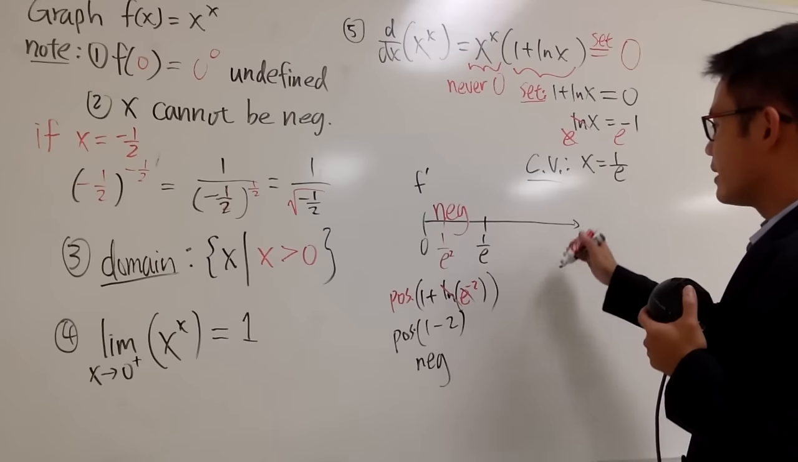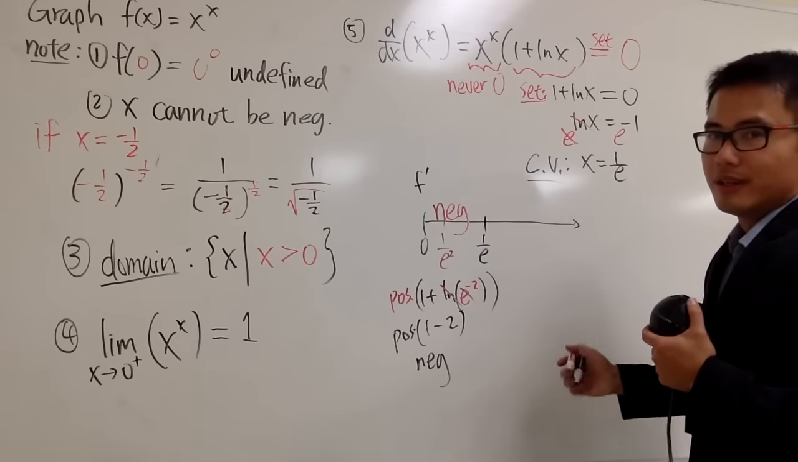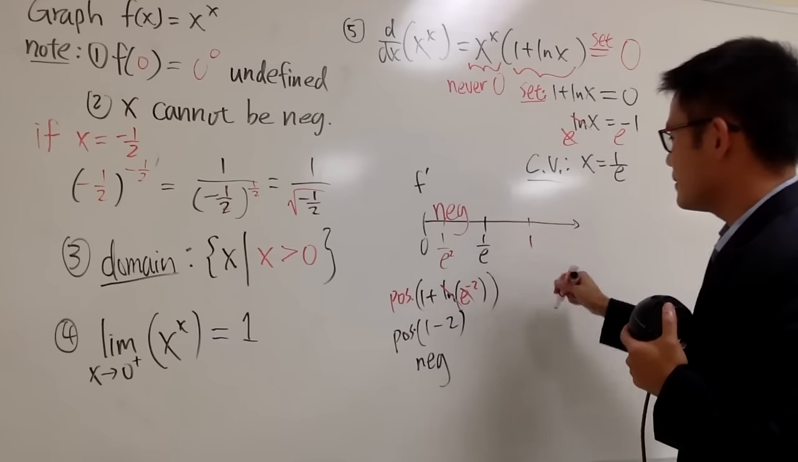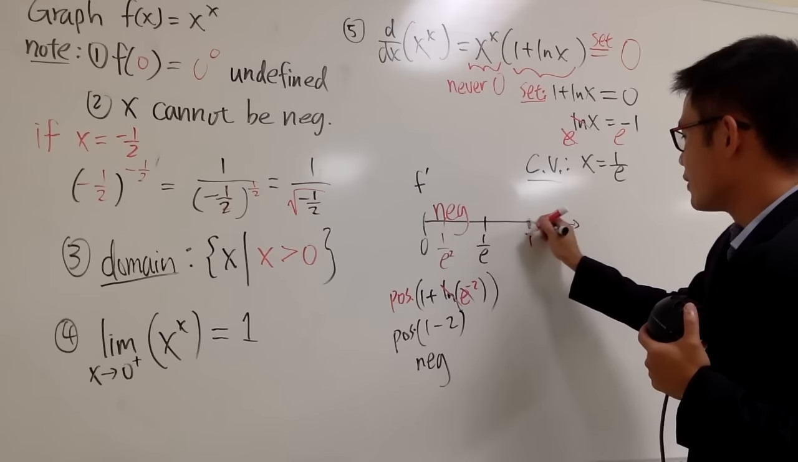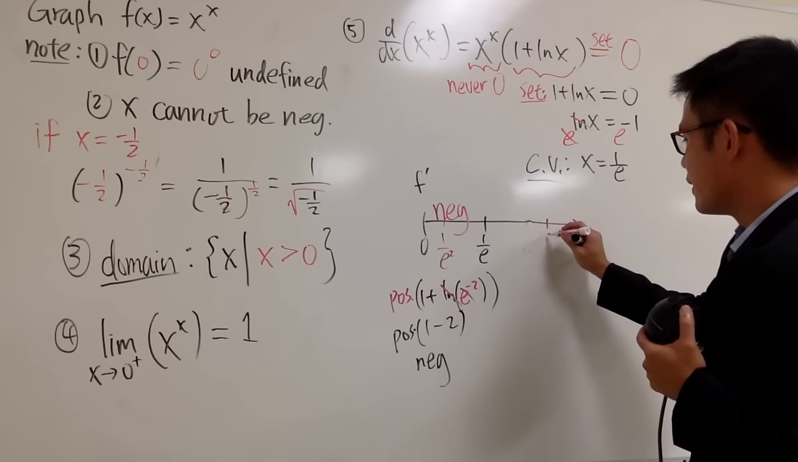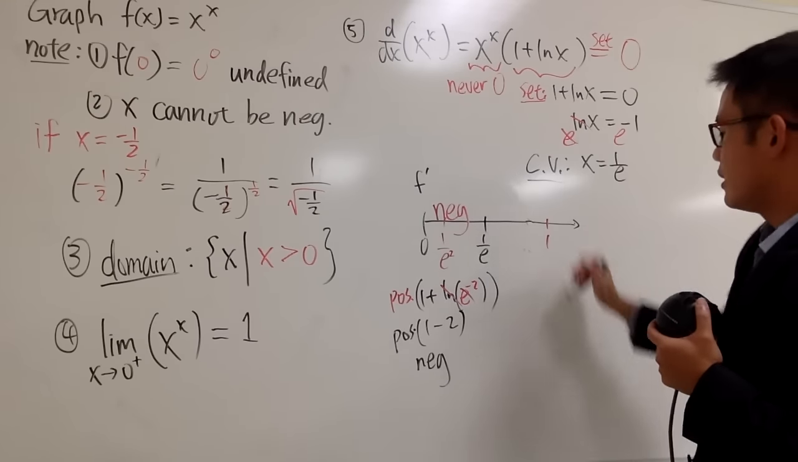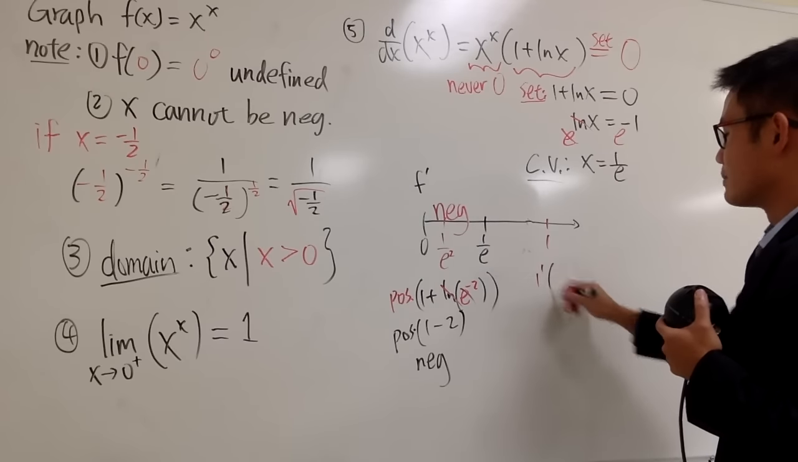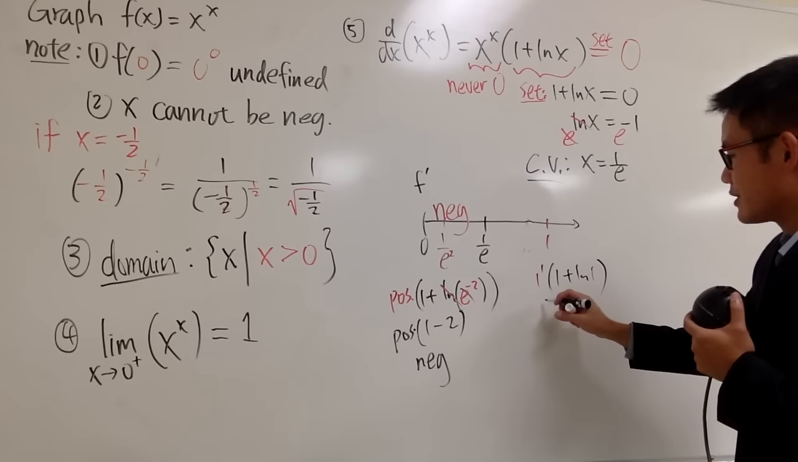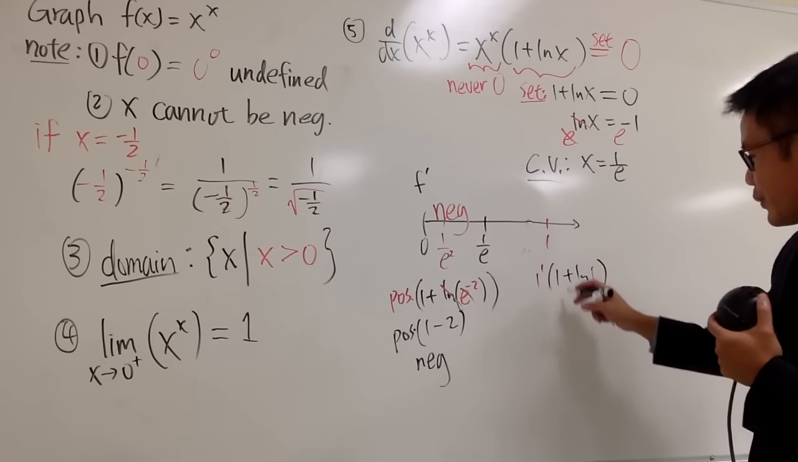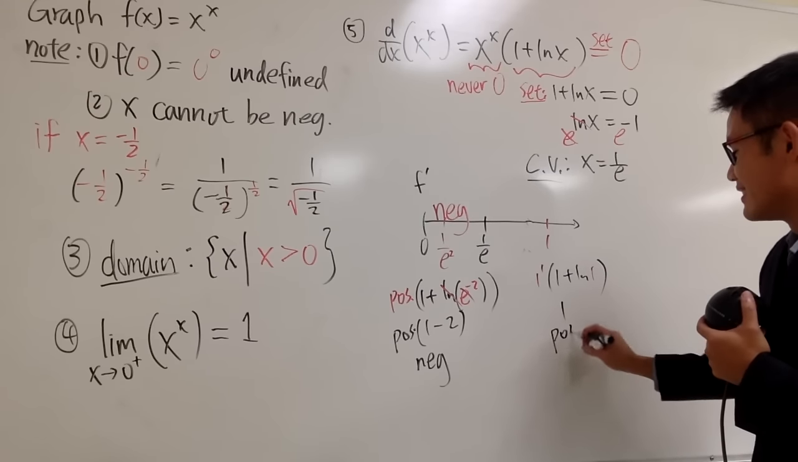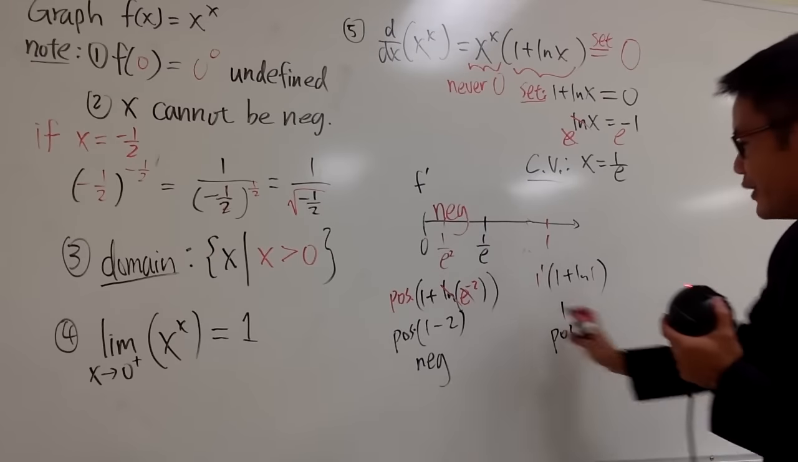And now pick a number that's bigger than 1 over e. Pick the easy number, let's say 1. So let me just choose 1 right here, right? And once again, 1, of course, is not twice as big as 1 over e. Let me just make it right here, OK? Let's say 1. Plugging 1 into here, we get 1 to the 1, right? So of course, positive, and then 1 plus ln 1. This is just 1, and this is actually 0, so we have 1. So of course, this is positive, right? Anyway, so I did show you guys all the work right here.